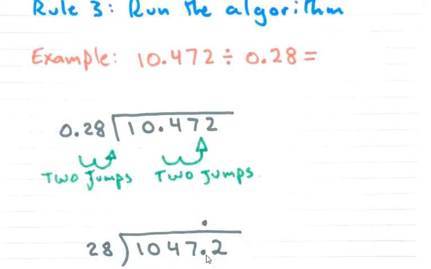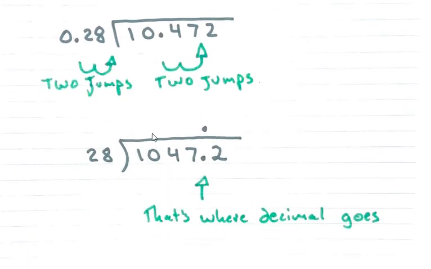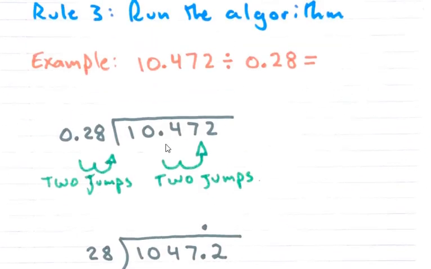Let's build ourselves the division house. We have the dividend 10.472. So it's 10.472 divided by 0.28. The dividend, the first number, goes in the house. The divisor, the second number, is outside the house. We're trying to see again how many groups of 0.28 fit into 10.472.